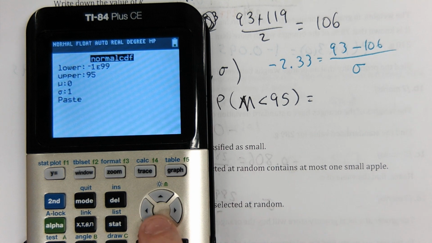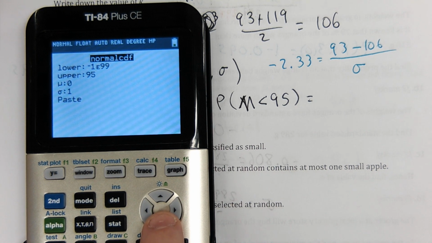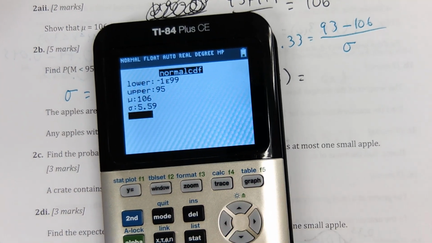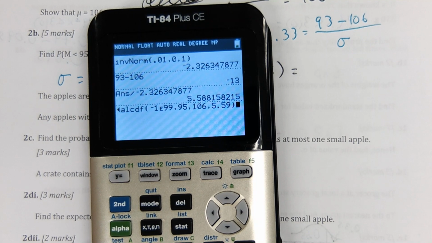That's cool. Let's see. Our mean we said was 106, and our standard deviation we just found 5.59. Let's figure out what's to the left of 95. 0.0245.